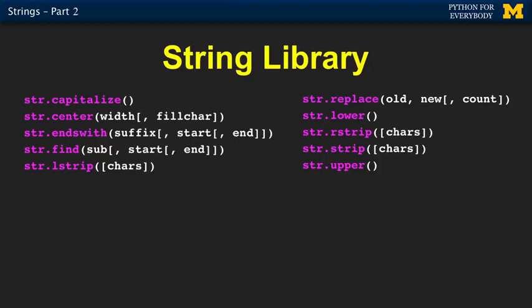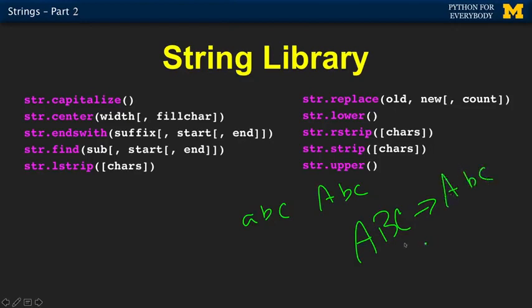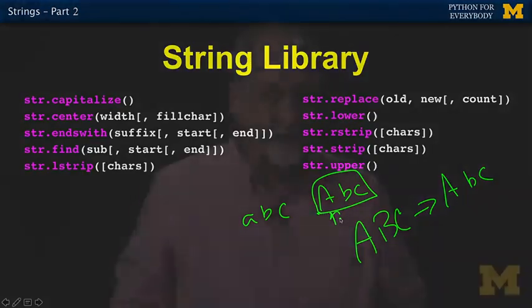Capitalize takes a string like 'abc' and makes the first letter 'Abc'. Or you could even have 'ABC' as input, and the output makes 'Abc'. Whenever it's done, the first letter is capitalized. That's what capitalize does. Why you would want to do that? Whatever. It's already built in. You could write a for loop to do that, but it's already built in. So we'll take a look at some of these things.